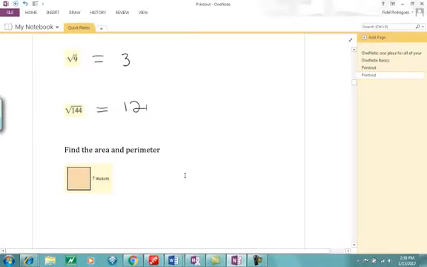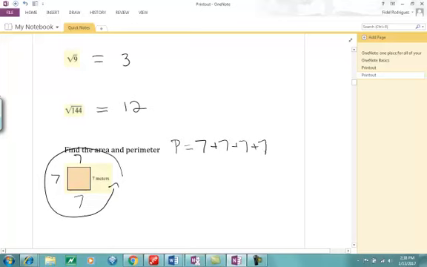The last problem that I have here says find the area and the perimeter. So I have a square, and each of the sides are 7 meters. That means that this side is also 7, and this side is also 7, and that side is also 7. So for the first part, if I wanted to find the perimeter, it's asking me what's the distance all the way around. So I would take 7 plus 7 plus 7 plus another 7. Well, that would give me 14. That would give me another 14. And if I add them together, that's going to give me 28.